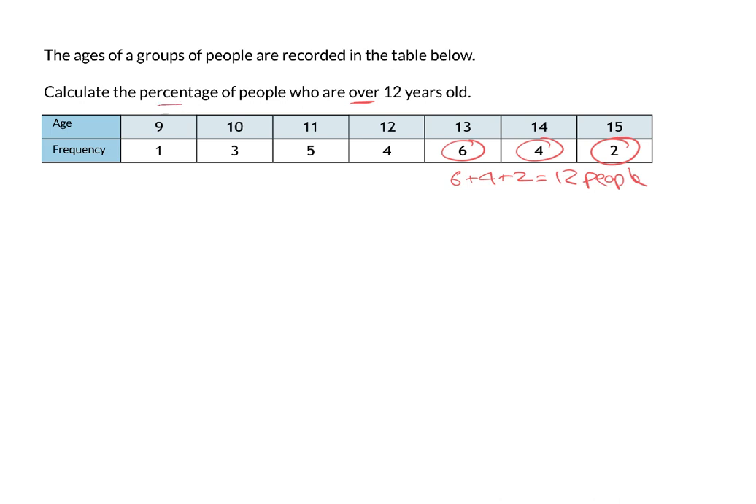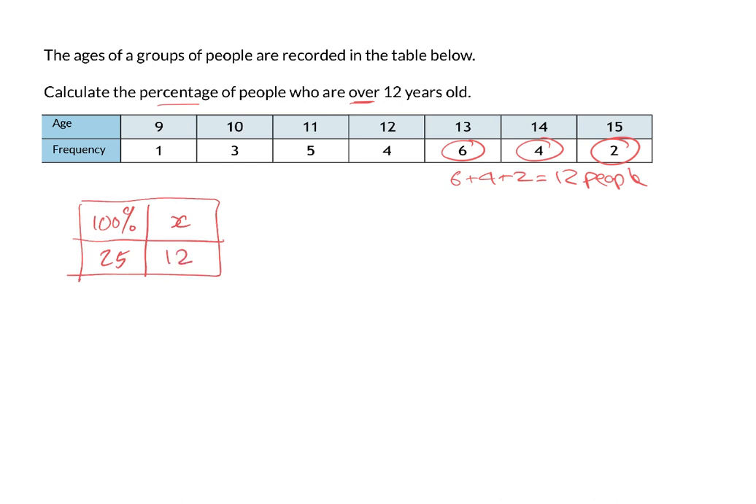Now I want to find the percentage. I'll do a little proportionality grid here. And 100% of my people, well, that's 25 people. I know that because I counted them up before. I want to find the percentage of people that are over 12. So the percentage of people, that's these 12 people here. So what percentage is 12 out of 25?